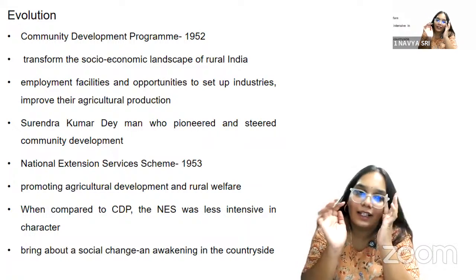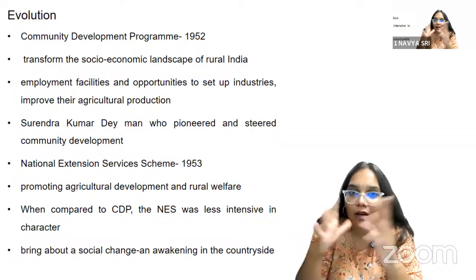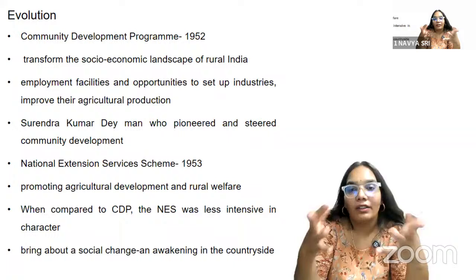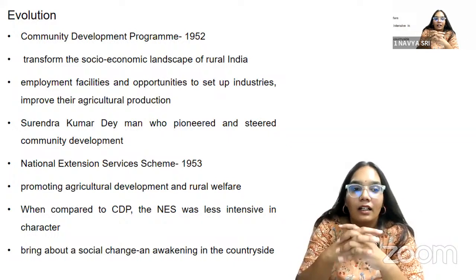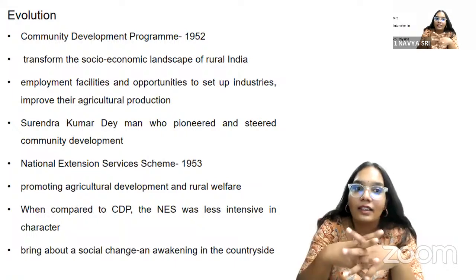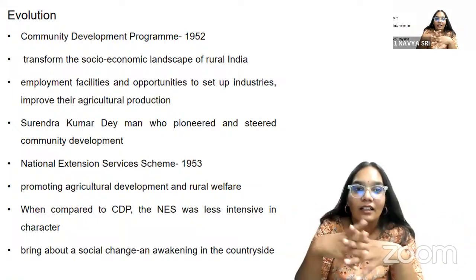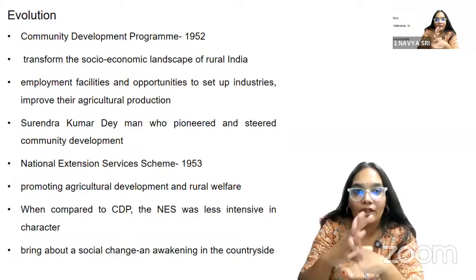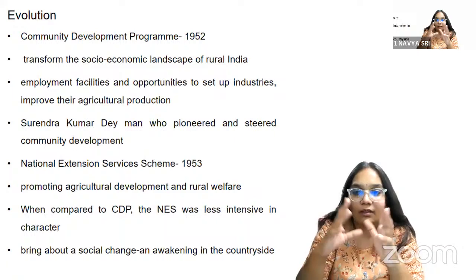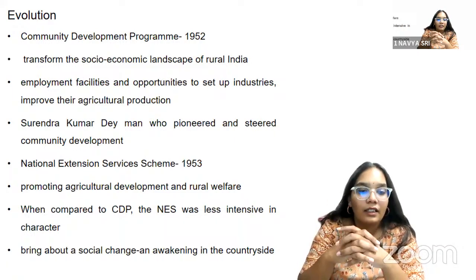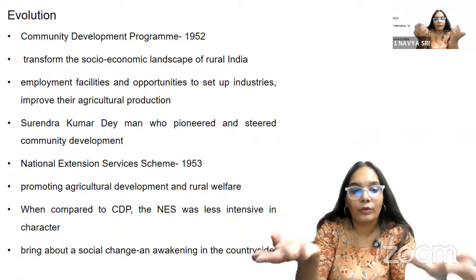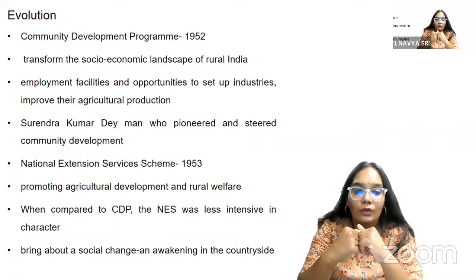See, basically understand that why these things failed is lack of funds. So if any question comes, or if you are writing an essay and they ask you to analyze the failure of things, you have to first write lack of funds, lack of revenues, led to the failure of these things. So lack of funds is the main answer. The National Extension Services Program, 1953, is basically to promote agricultural development and rural welfare.